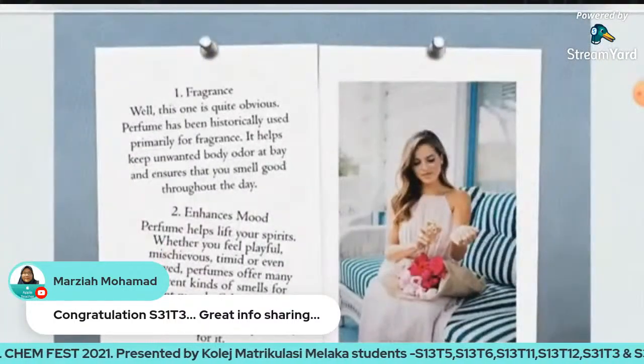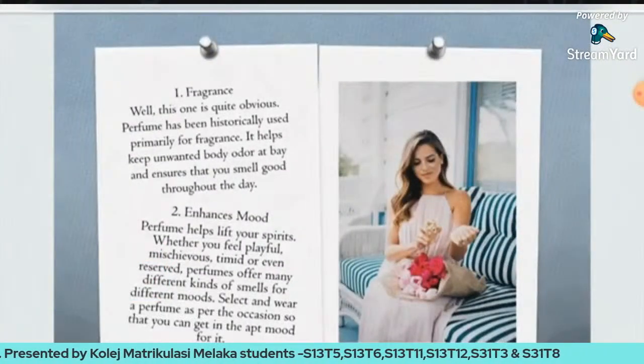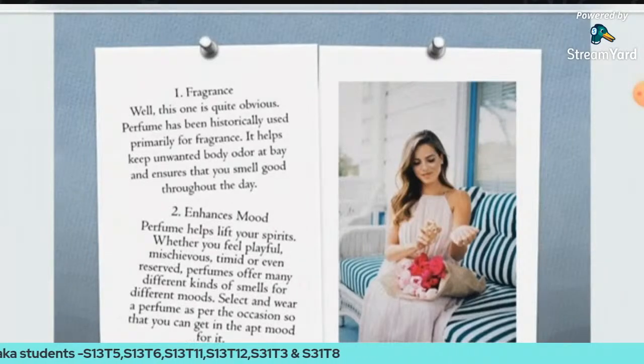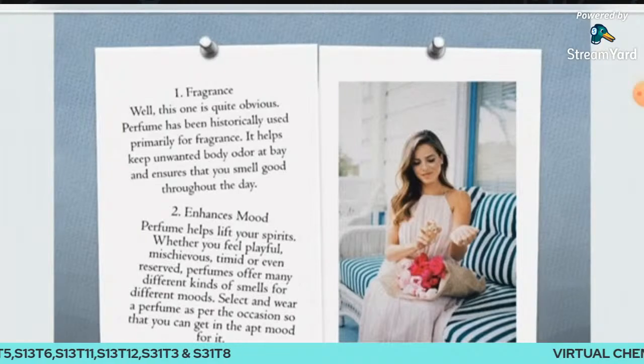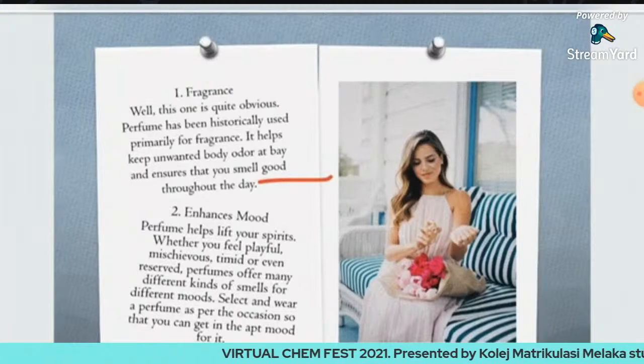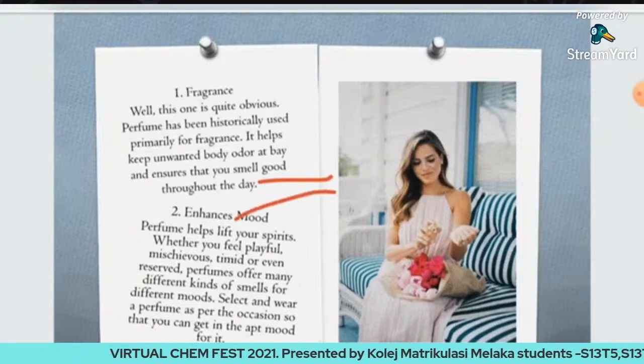These are the benefits of perfume. Firstly, fragrance. Well, this one is quite obvious. Perfume has been historically used primarily for fragrance. It helps keep unwanted body odor at bay and ensures that you smell good throughout the day.